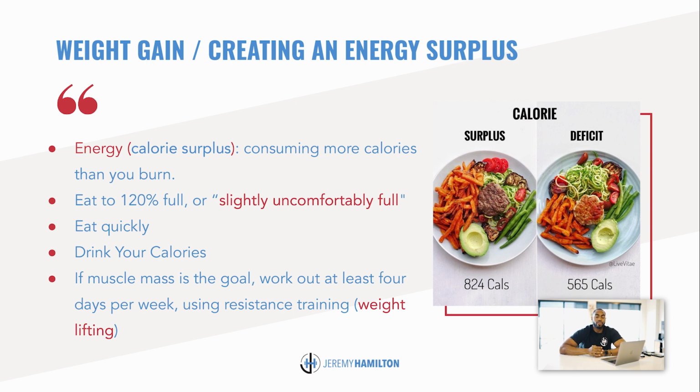And then drinking your calories is a great way. You can make smoothies or different juices in order to drink your calories. It's easier to get more calories in by doing something like this. And then if muscle mass is your goal, you need to work out at least 4 days out of the week, with overeating like this in a calorie surplus, in order to put on extra muscle.